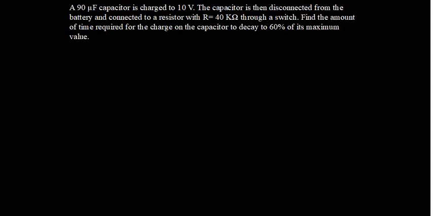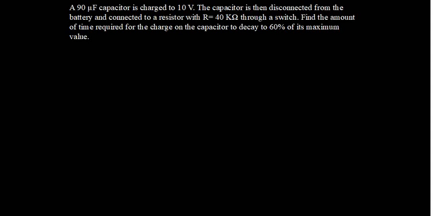Hi again. In this example, we have an RC circuit, where a 90 microfarad capacitor is charged to 10 volts. The capacitor is then disconnected from the battery and connected to a resistor with a value of 40 kilo ohm through a switch. Find the amount of time required for the charge on the capacitor to decay to 60% of its maximum value. There are so many things in this example.